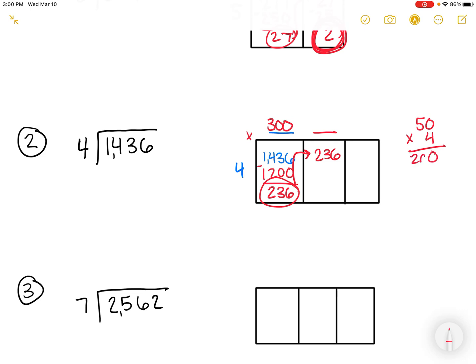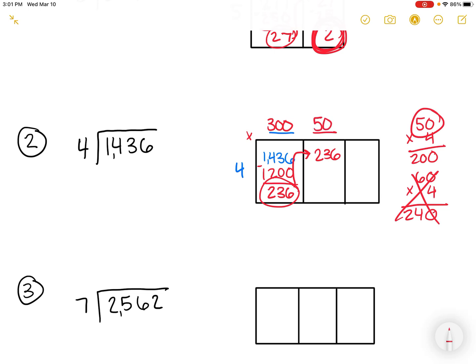So 4 times 50 is 200. It's close, but I think I can get closer. So let's try 60 times 4. We have 0 and 24. Oh, that's actually too high. So that means that our winner is 50.